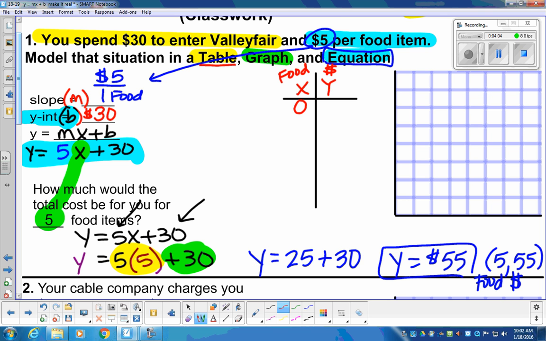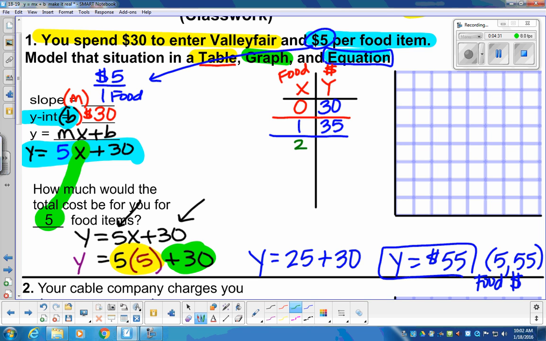What if I don't want to buy any food at all? Well, if I don't want to buy any food at all and I just want to bring a big lunch, then I only need to bring that $30. So we always will start at 0, thinking about what would happen if I don't want to buy any food at all, or what happens right when I walk in the front door without anything else. Well, let's say when I want to buy 1 food item. 1 food item is $5, $30 to get in, $30 plus $5 is $35.